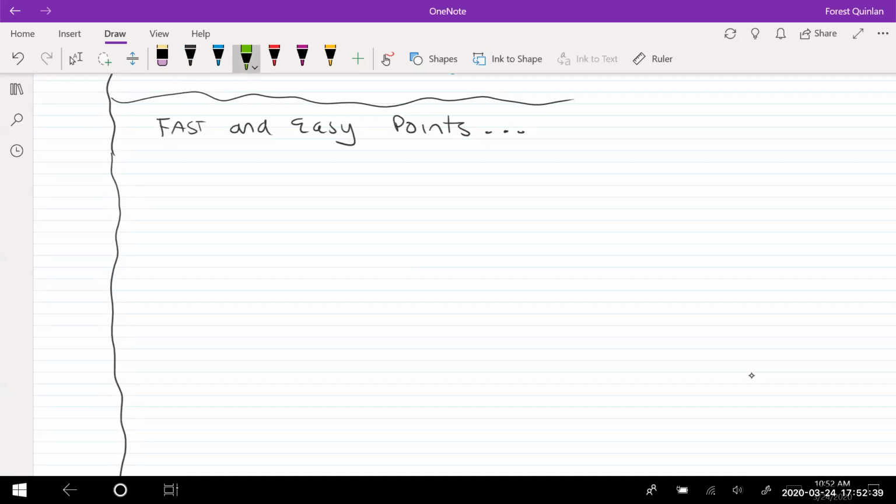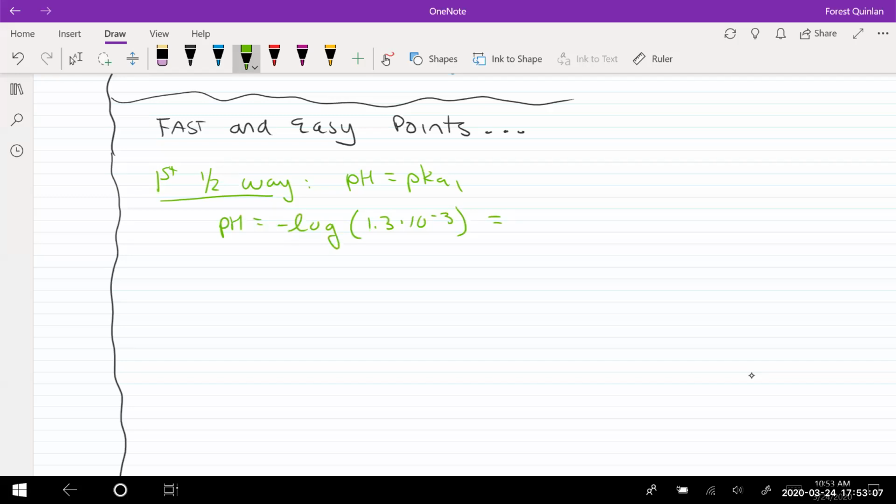Halfway. Halfway, that's right. So the first halfway, we know that that's going to be pH equals pKa1. So pH equals negative log of 1.3 times 10 to the negative 3, and that is equal to 2.89, I believe.